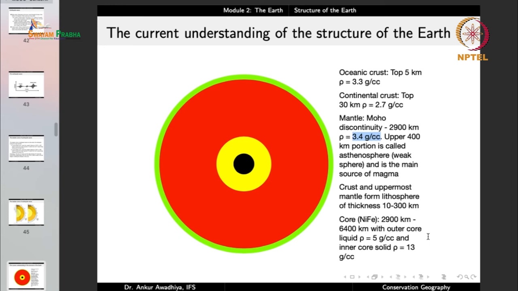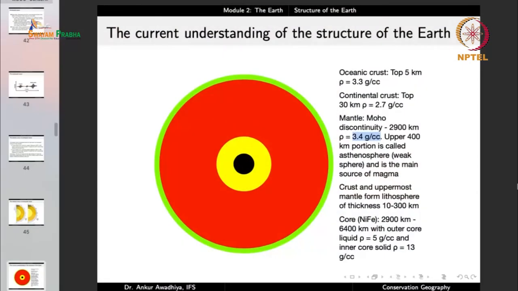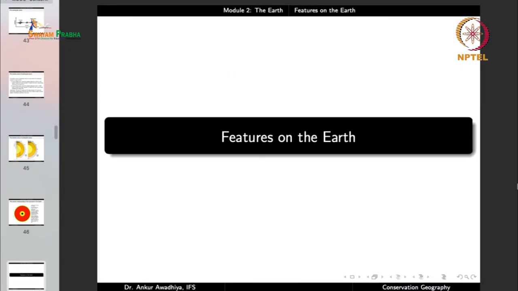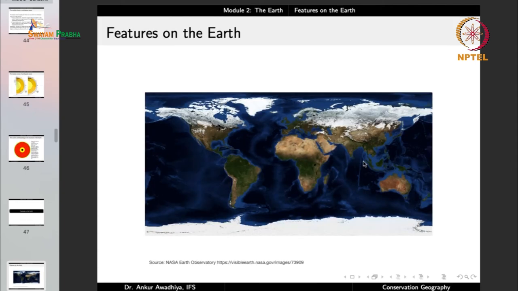And to arrive at this understanding, we have made use of several direct sources, several indirect sources, and lots of modeling to help corroborate all of these different pieces of information. So this is the current understanding of the structure of the Earth. In the next lecture, we looked at the features on the Earth.